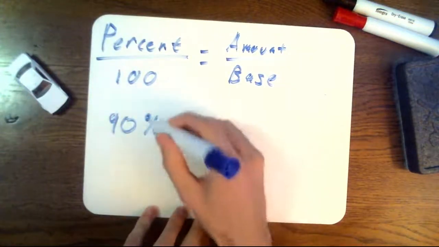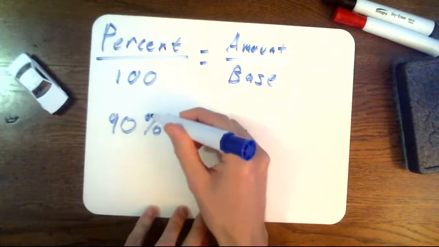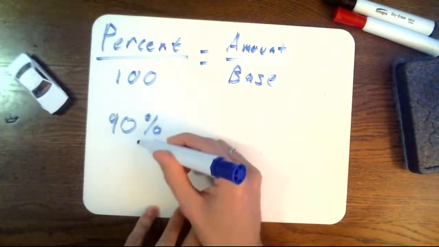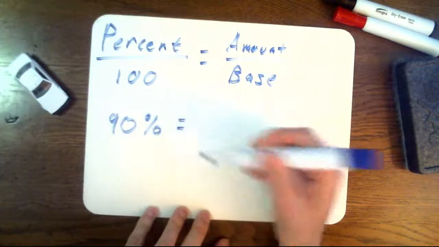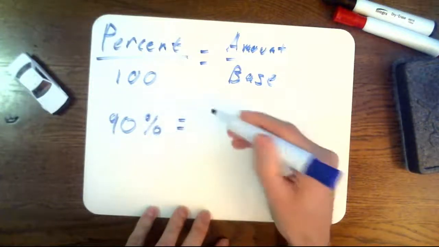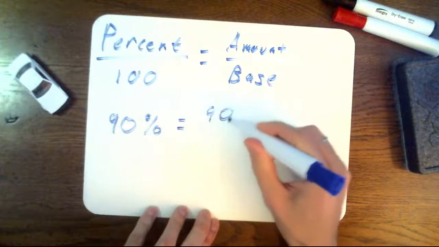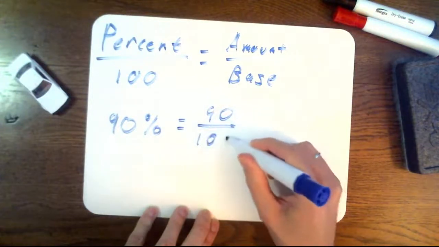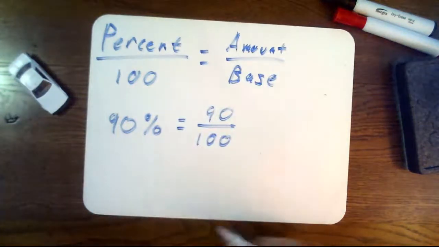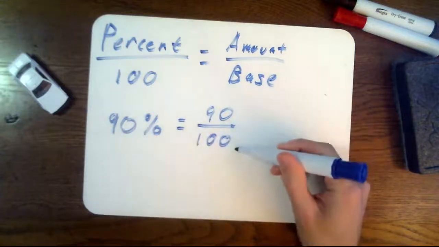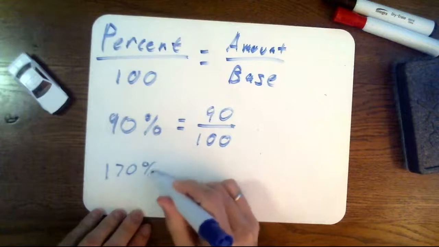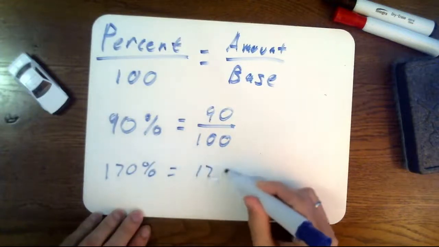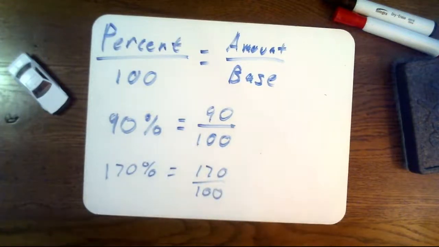So a percent symbol is kind of this funny looking thing, two dots and a slash through them, which I always remember as a funny 100, because what percent really means is whatever amount it's talking about is going to be over 100. So if it's 90%, then it's 90 out of 100. If it's 170%, then it's 170 out of 100.